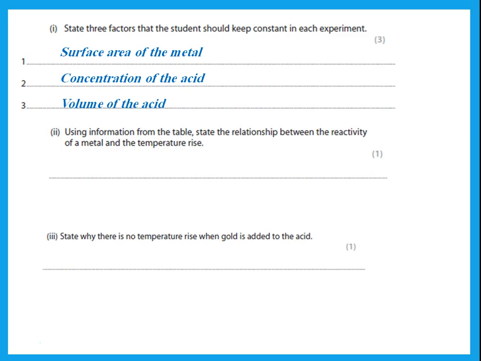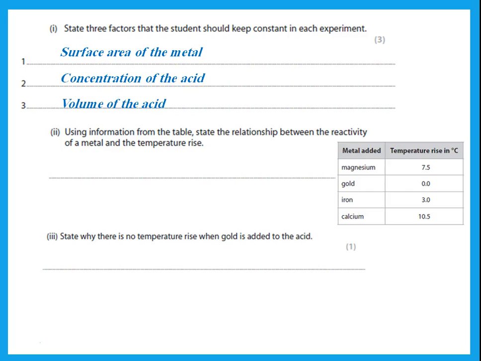Using information from the table, state the relationship between reactivity of a metal and temperature rise. So what was the table? This was the table. So magnesium, gold, iron, calcium. What is the arrangement of reactivity of these metals? You should realize that we said calcium is more reactive than magnesium, and then these are more reactive than iron, and then gold was at the bottom of the reactivity series, and we said it's not very reactive.